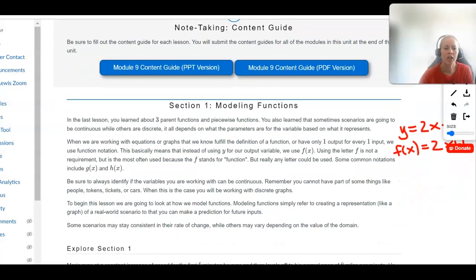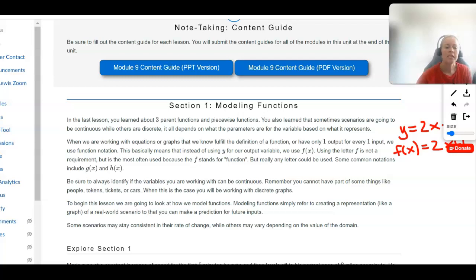Be sure to always identify the variables you are working with, and whether they are continuous. Remember, you cannot have part of some things, like people, tokens, tickets, or cars, so those are discrete. That's a good overview, but most of the functions we'll be working with are continuous.